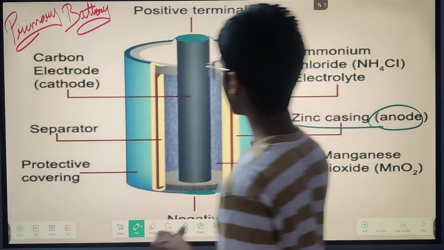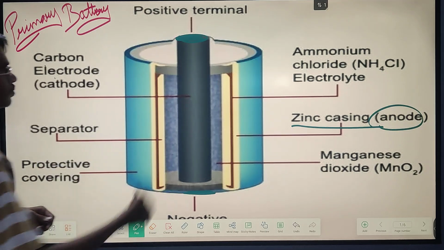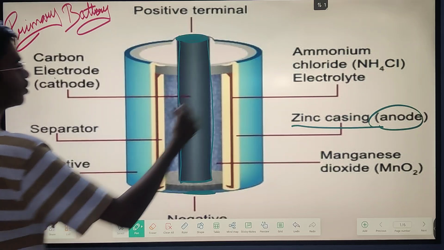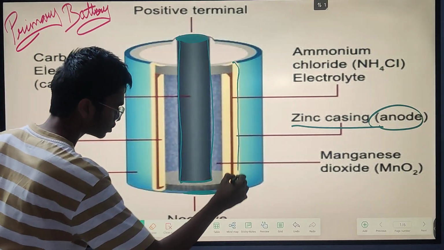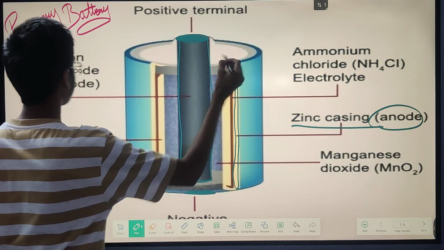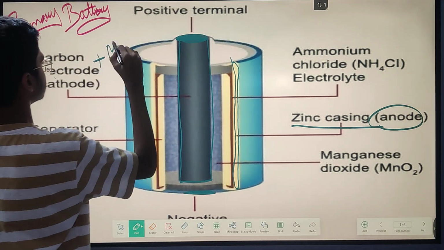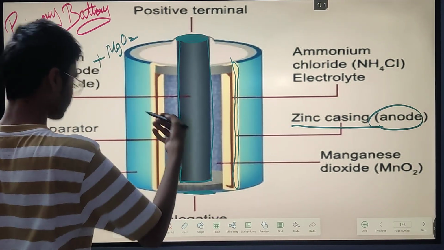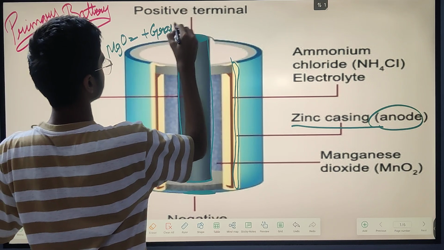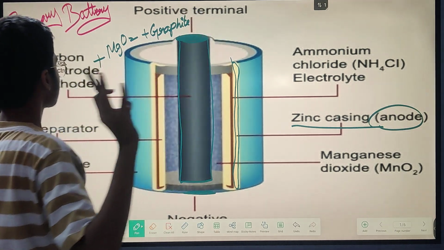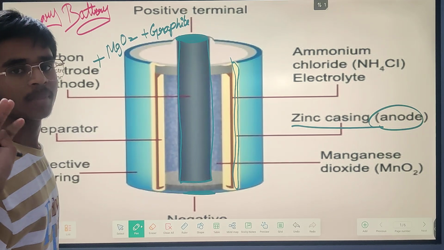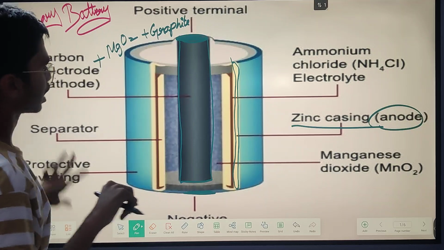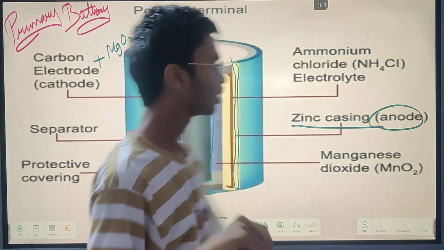Coming to the cathode, it is a carbon electrode. This center part is the carbon electrode, which is the cathode. Along with this, there is also magnesium dioxide, MgO2, and graphite. So carbon, MgO2 and graphite are the cathodes being used, but in the anode we mainly have zinc.